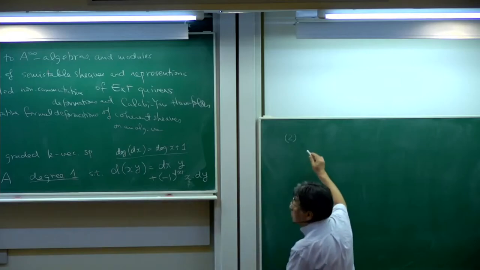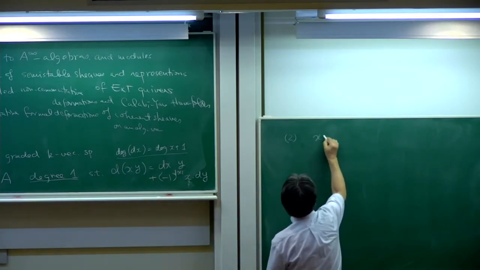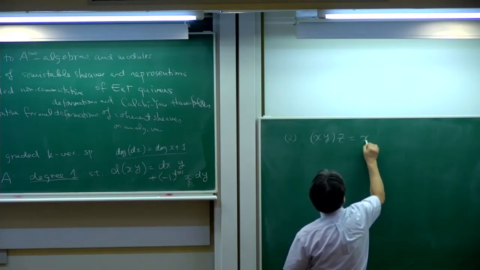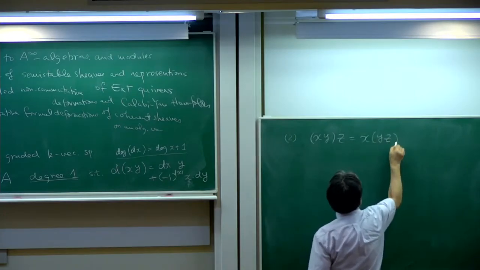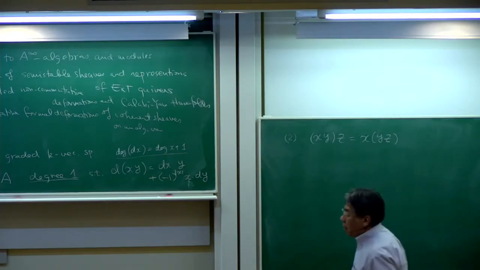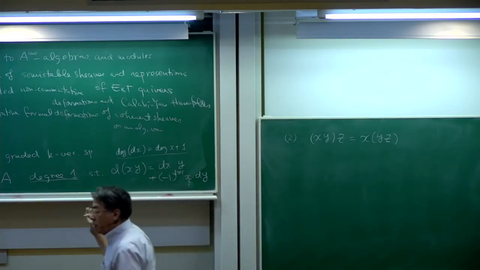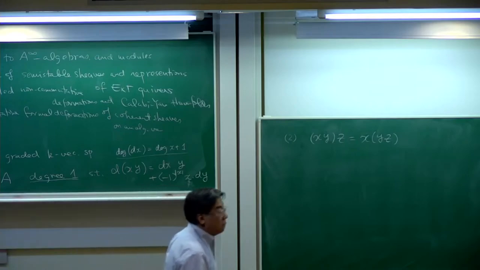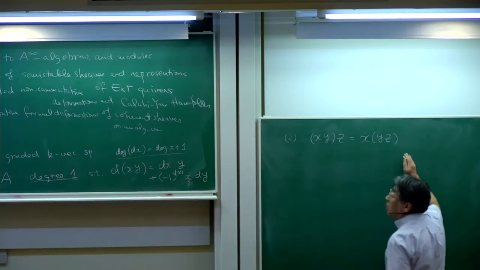And associativity, (xy)z is x(yz). So this is a differential graded algebra. And usually, differential graded algebra is a very useful tool to describe deformation. So I will explain this.